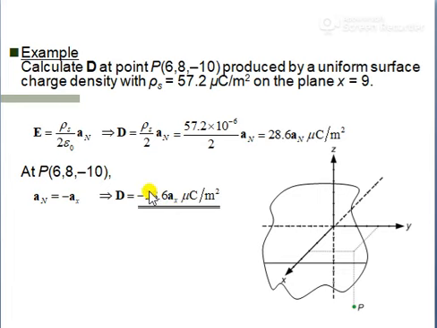Right. So this is the electric flux density at a point P produced due to the uniform surface charge density with rho S value 57.2 microcoulomb per meter square on the plane x equal to 9.